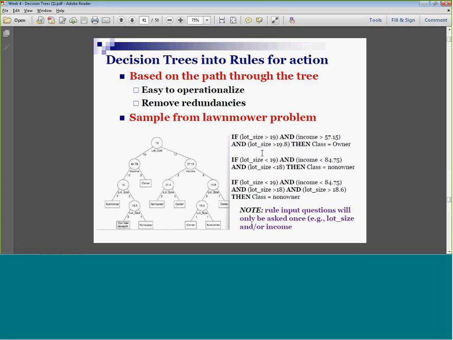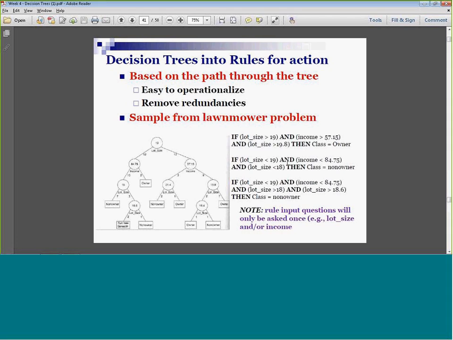If you turn that into a rule, remember the way rule-based systems work is once they have an answer to a question, they won't ask it again. So if they ask you, what's your lot size, and you say 20, it's going to say, that's true. And then they're going to ask you your income. And if you say 60,000, they're going to say, that's true. They're not going to ask this again because they already have stored in memory that your lot size is 20. So this would be true, this would be true, this would be true. Then they say you're an owner. And of course, if it's a new customer, you'd say this is someone I might want to mail a brochure to.